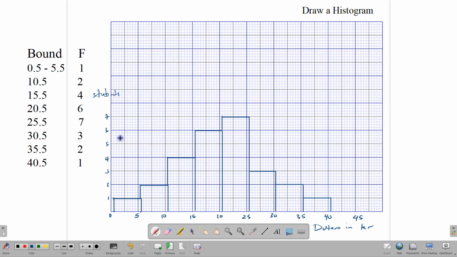So this is how you draw a histogram. You draw it using the boundaries and the frequency. And remember always to pay attention to your scale so that you draw it correctly.